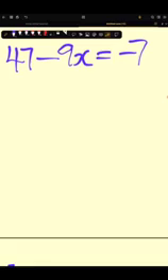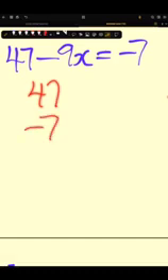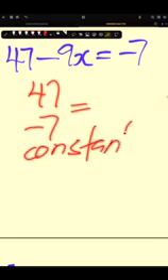All linear equations are always similar. We are doing the same thing for all linear equations. Based on the explanation I gave on the one I just finished solving, the minus 9 here is the coefficient of this variable x, while the 47 and the minus 7 in this question are both constants.